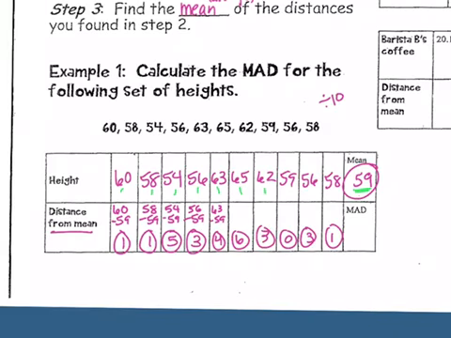Okay, so when I subtract each number, I get these smaller numbers down here. Those are my distances of each number in the set from the mean, so how far away each number is from that average.